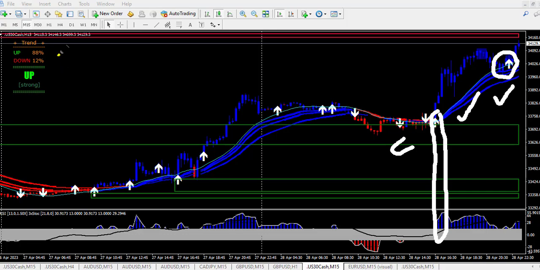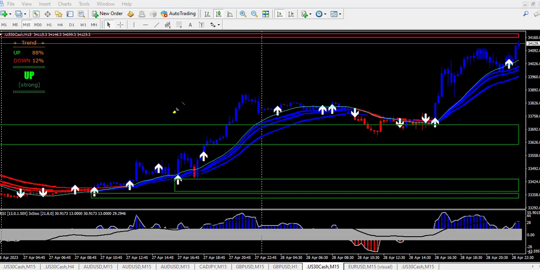And when you check at this indicator, it shows the trend. The trend is up by 88%, down by 12%. So the uptrend is strong, and that's why you see up strong. So it is advisable that you only take a buy trade when using this particular strategy.